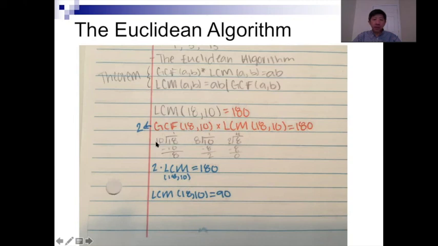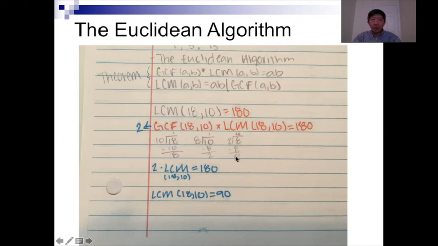We take 18 divided by 10, we fill in 1, and we got a remainder of 8. But are we done? Can we find the GCF? Not yet. So we move 10 over here as the divisor, and 8 goes inside. 10 divided by 8 gets 1, remainder 2. But 2 is not the end, we have to divide again. So we move 2 over here and 8 over there. 8 divided by 2 gets 4, and we got a remainder of 0.